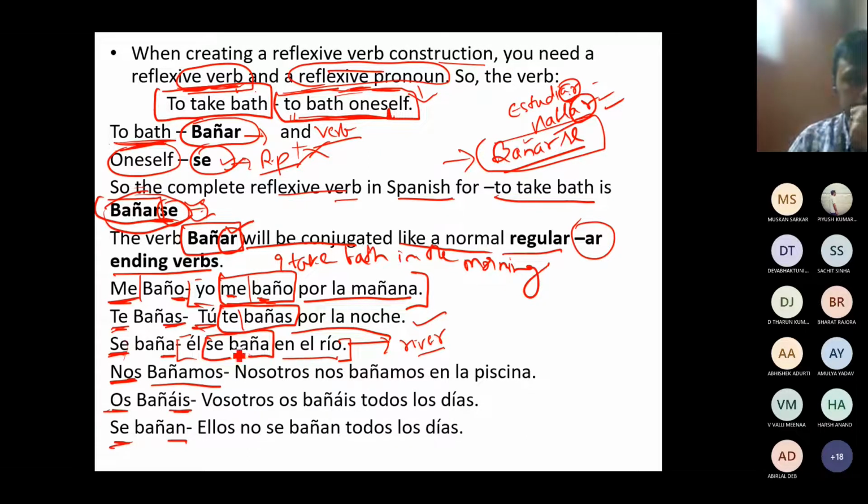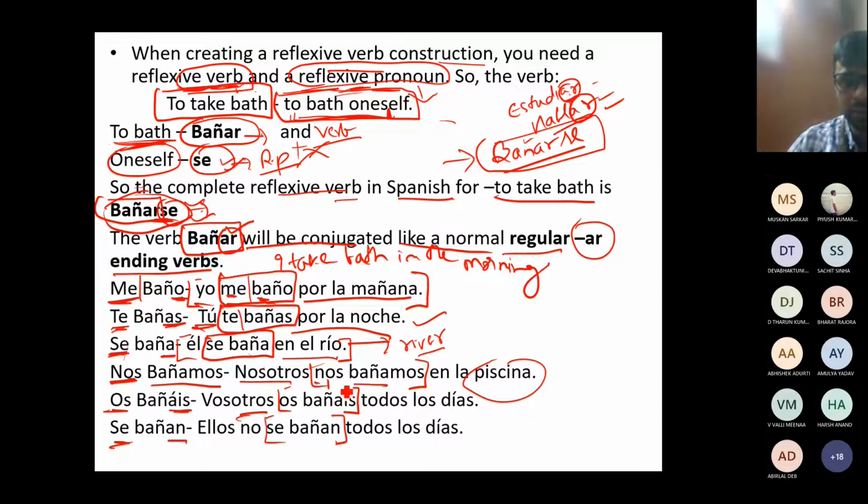Then next one, nosotros. So with nosotros, what happens? You can see it is nosotros nos bañamos en la piscina. So here the form of bañar has changed into nos bañamos, and piscina is basically the swimming pool. So you can understand how we are using it. So bañamos and then it is nos. Similarly with vosotros it is os bañáis. With ellos it is se bañan.